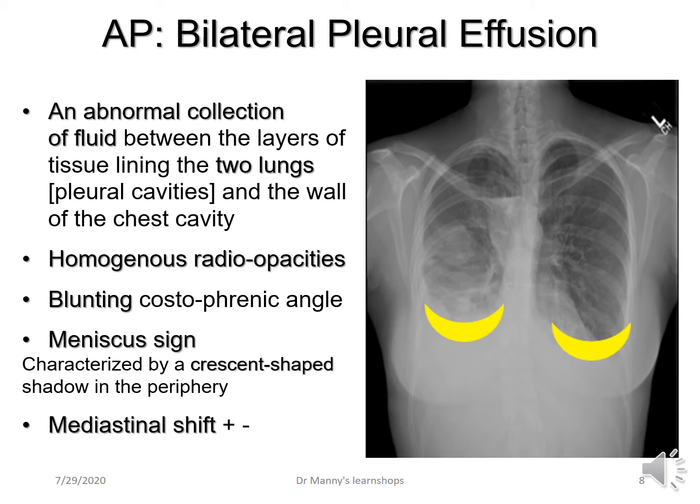is having the film taken in an erect or semi-erect position. And there's the classic meniscus sign, which is characterized by the crescent shape in the peripheries. Mediastinal shift will be difficult to determine in bilateral, depending on how much fluid is on each lung.